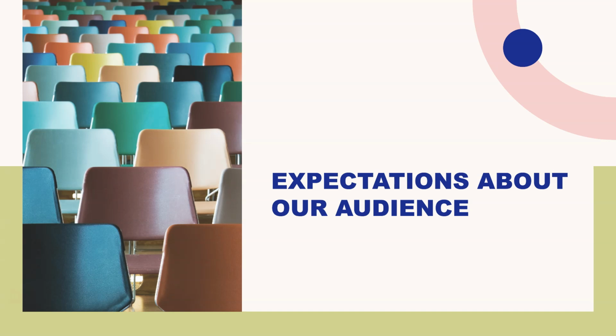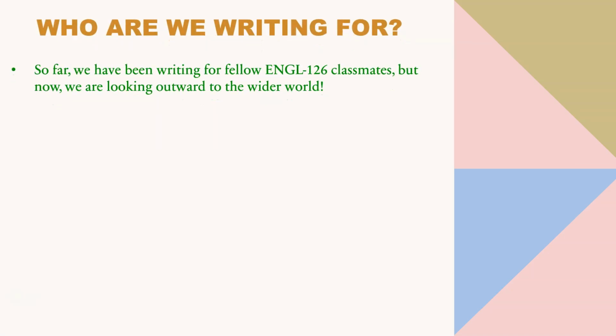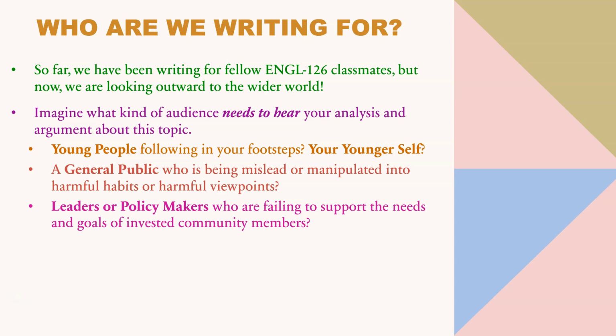Next, let's look at expectations about our audience. So who are we writing for? So far in this class, we have been writing for our fellow English 126 classmates. But now we are looking outward to the wider world. So we're bringing our learning from class outside, intending it outwardly beyond the classroom. So imagine what kind of audience needs to hear your analysis about the topic. Think about who is invested in your topic, who is impacted by your topic, and also who is in control of your topic.